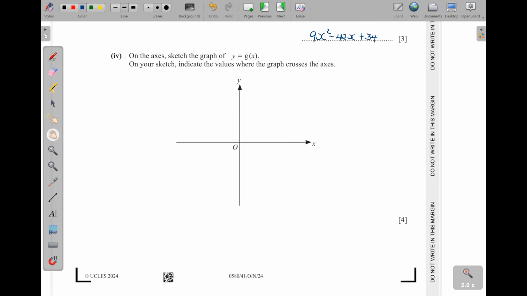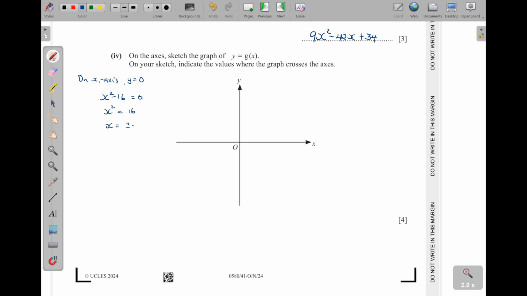Then Roman 4, on the axis, sketch the graph of y is equal to g of x. On your sketch, indicate the values where the graph crosses the axis. So, on x axis, y is equal to 0. So for g of x, remember g of x is x squared minus 16, which is equal to 0. So our x here is going to be, x squared is equal to 16. Then we take the square root.